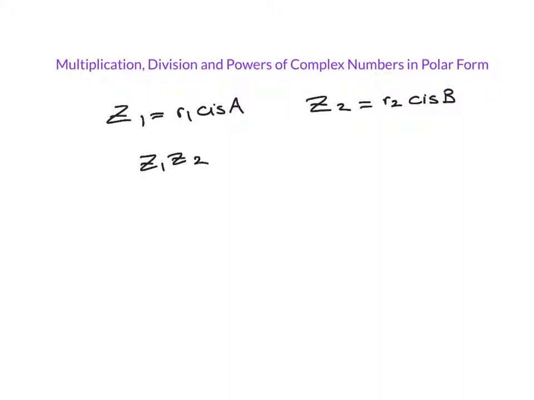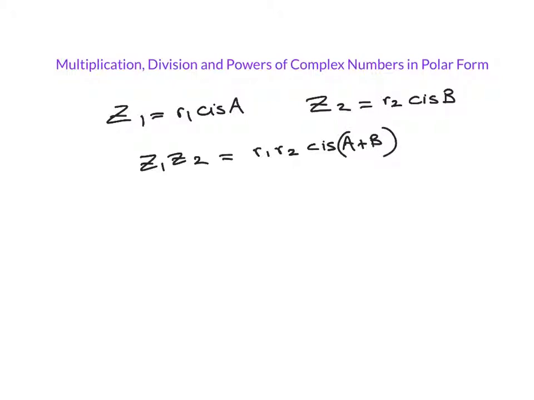In this lesson, we learn about multiplication, division, and powers of complex numbers in polar form. So we're going to take Z1 and Z2. Z1 is R1 cis A, angle A, and Z2 is R2 cis B. When I multiply the two complex numbers, I multiply the R's and I add the angles.